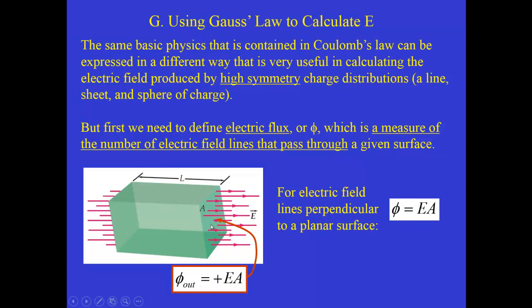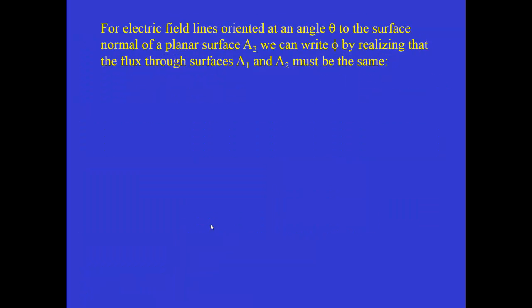We do make a distinction between field lines that go into a surface when there's a closed surface involved and field lines that come out. So when field lines come out, we say that that's a positive flux. When field lines go in, we say that that's a negative flux. So keep that sign convention in mind as we go through this part of the course.